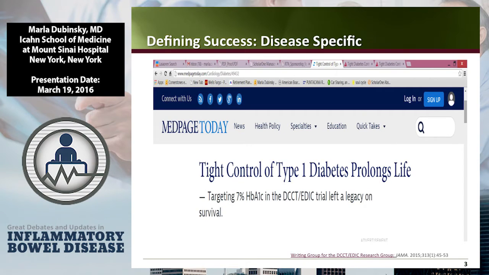So for us in the IBD space, defining that target could impact, not necessarily legacy and survival, though it may, because of complications due to perforations and side effects and lymphomas, et cetera, due to overtreatment and/or undertreatment in terms of the disease activity. I mean, the idea of leaving a legacy on survival, and the ability in the IBD space to actually impact survival and/or morbidity, is really, really huge.